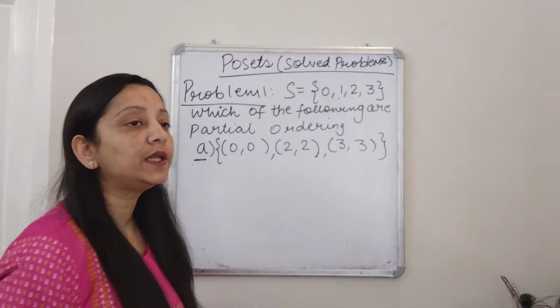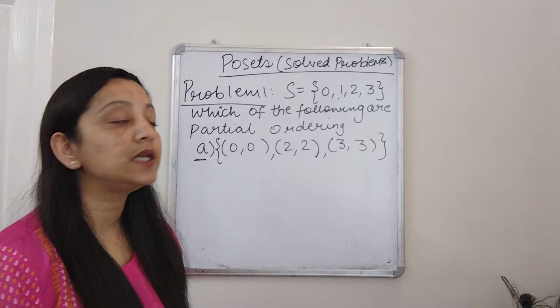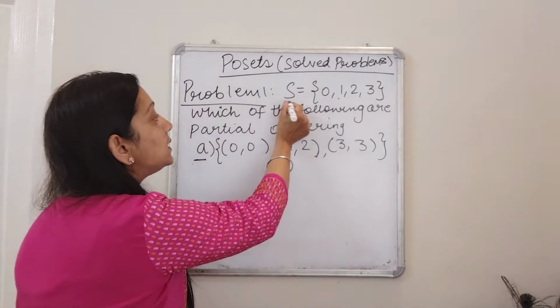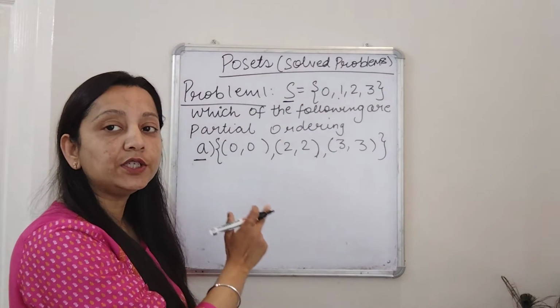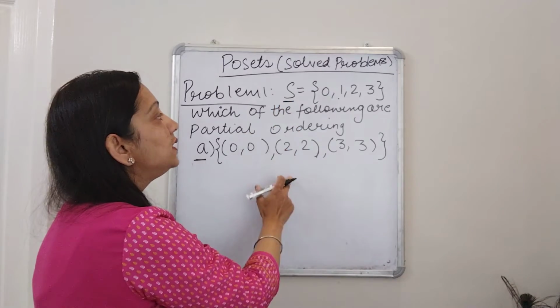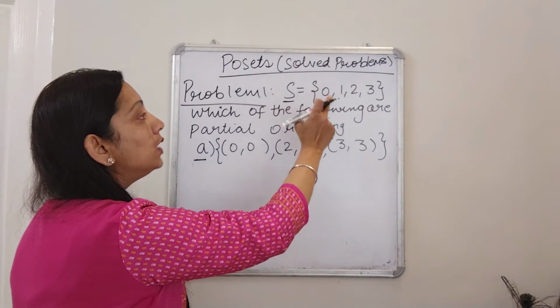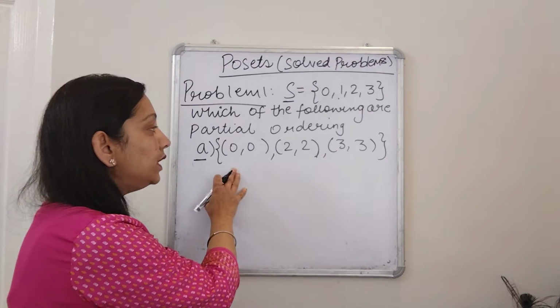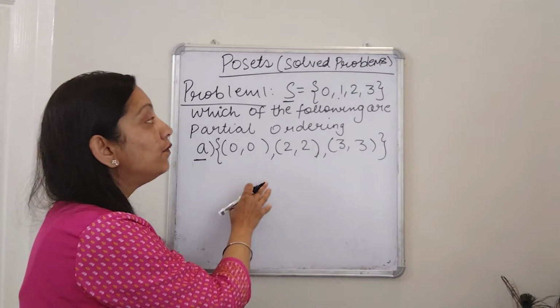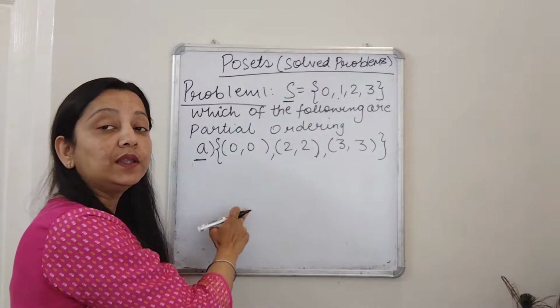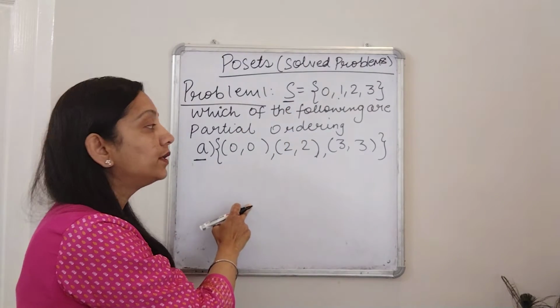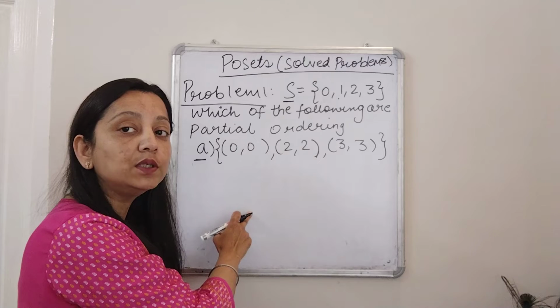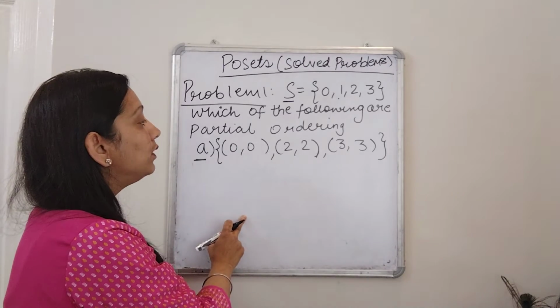Now obviously we know that any relation set or any poset is formed on a certain set. So on which set is this relation formed? It is formed on the set having elements 0, 1, 2, 3. Now we have to find out whether this relation, which is formed on set S, is a poset or not, or whether it is a partially ordered set or not. How will we check that?